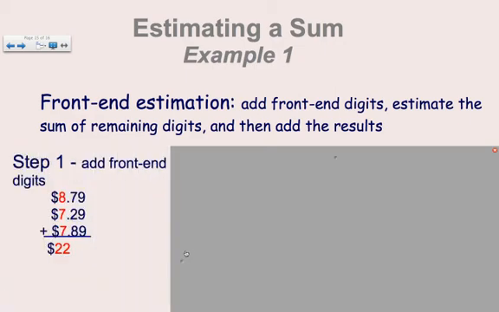Step 1, add the front end digits. The front end digits are the digits in red to the left of the decimal point. So in this case, we're going to add 8, 7, and 7 to get 22. So that's step 1.